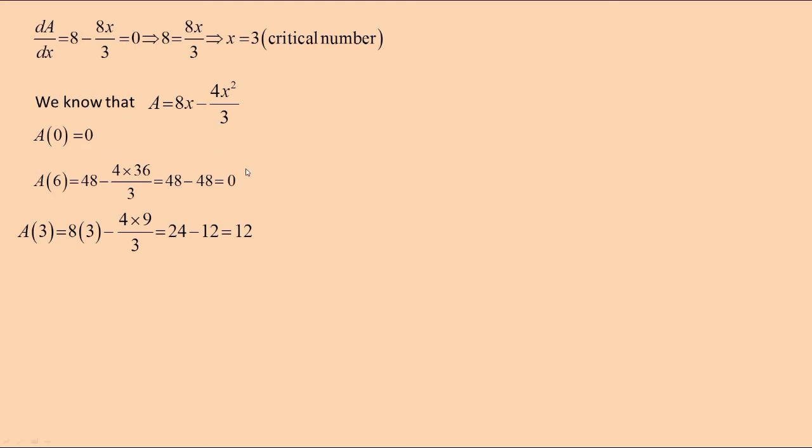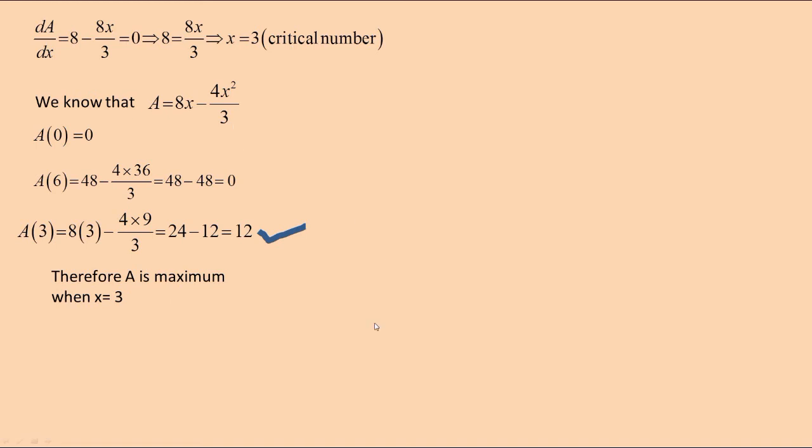So out of the 3 values 0, 0, 12, 12 is maximum. So area is maximum with a value of 12. This occurs when x value is 3. This we can even check by drawing the graph for this function. The maximum value of the area is 12, that's what we have already seen. Out of the 3, 0, 0, 12, area is maximum when x is 3.